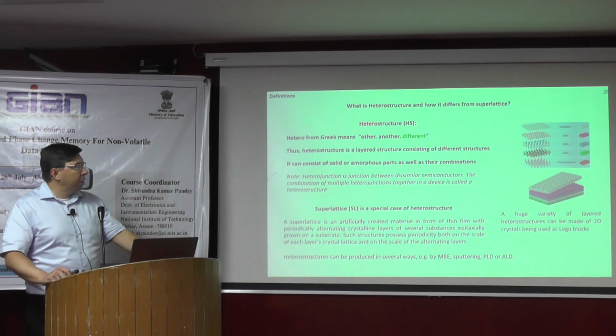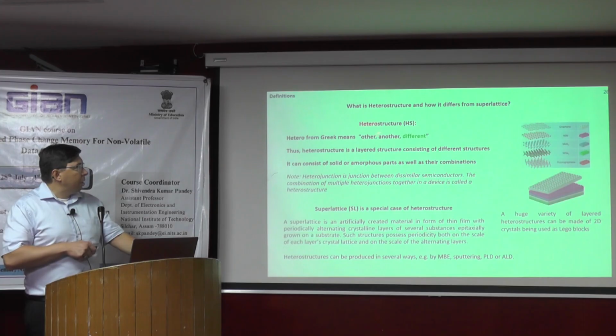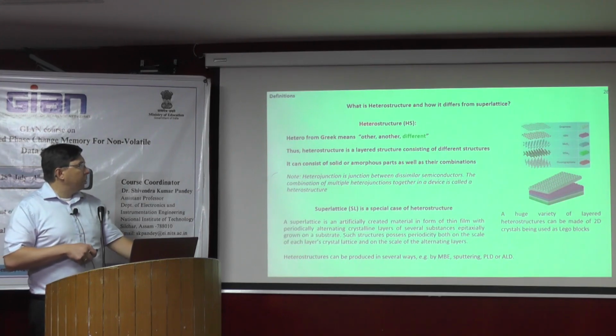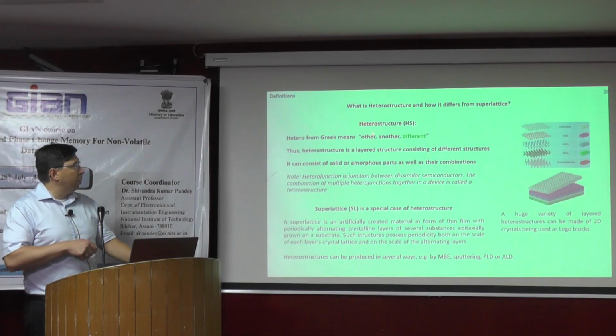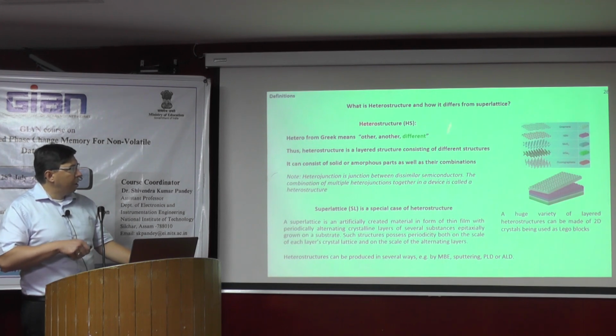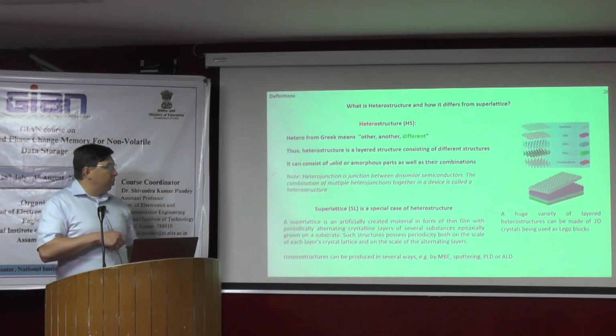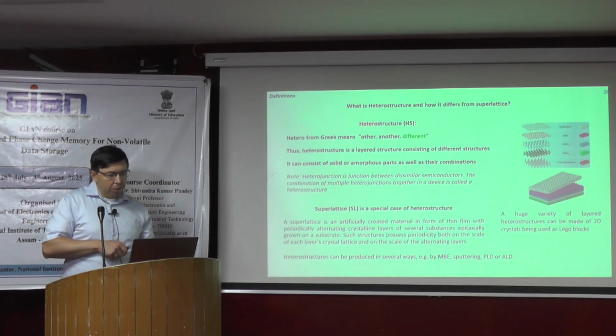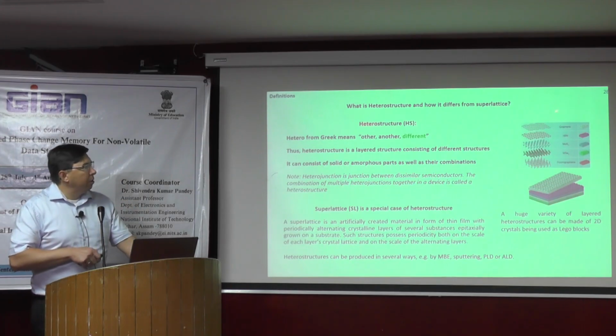So first of all, let me define what a heterostructure is. Heterostructure is a combined word. It consists of hetero and structure. Hetero from Greek means other, and other is different. So if you put together different structures, we can define a heterostructure as a layered structure consisting of different structures. It can consist of solid or amorphous parts as well as their combinations. Here is one example of a heterostructure.